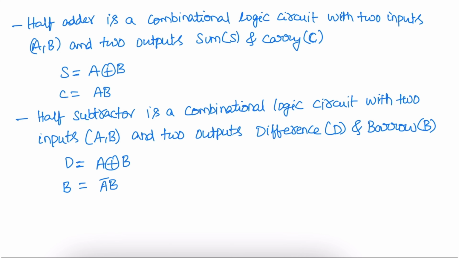Next question. Some important points: half adder is a combinational logic circuit with two inputs A and B and two outputs sum and carry. The expression for sum is A XOR B and expression for carry is AB. Half subtractor is a combinational logic circuit with two inputs A and B and two outputs, that is difference and borrow. The expression for difference is A XOR B and expression for borrow is A bar B.